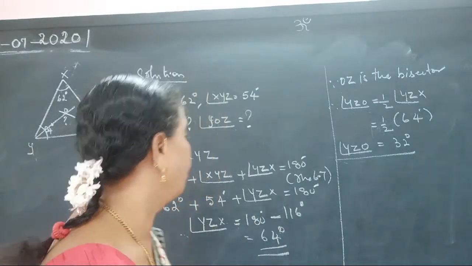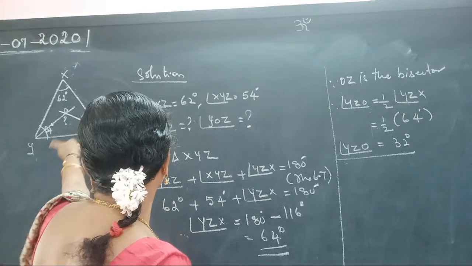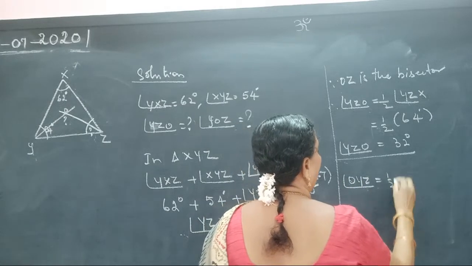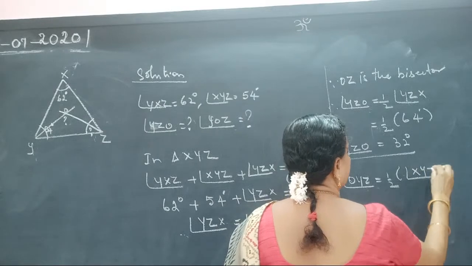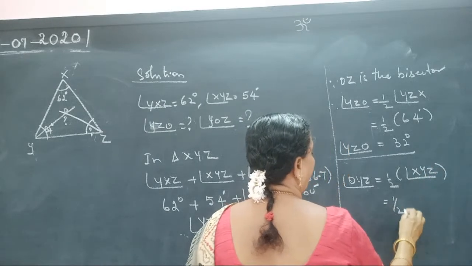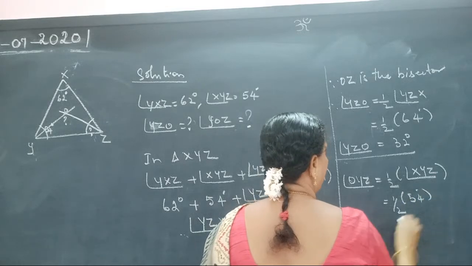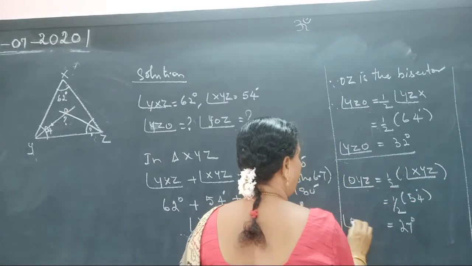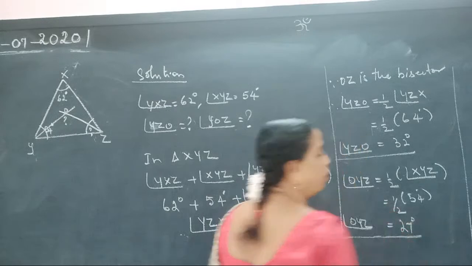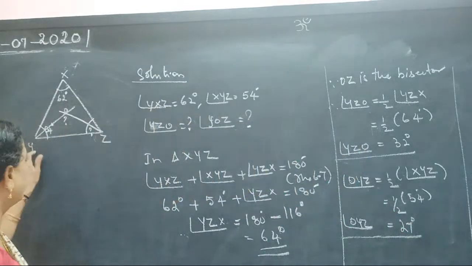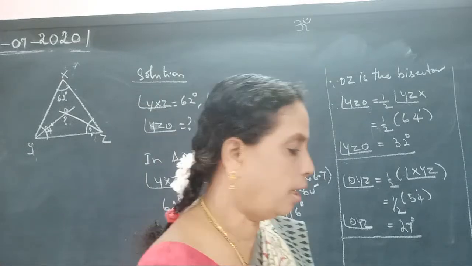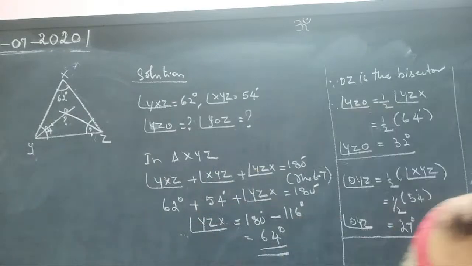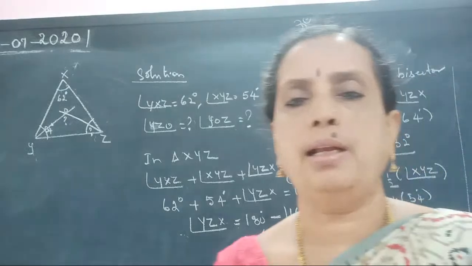Okay, na? Now, again you have to get angle OYZ. Angle OYZ equals half of angle XYZ. That is half of 54 degree equals 27 degree. So now we got angle OYZ, angle YZO. So it is your part to find out what is YOZ. Yes, Adya, you are right. Don't write O, it is angle YOZ. Use 3 letters for the angle as YOZ.